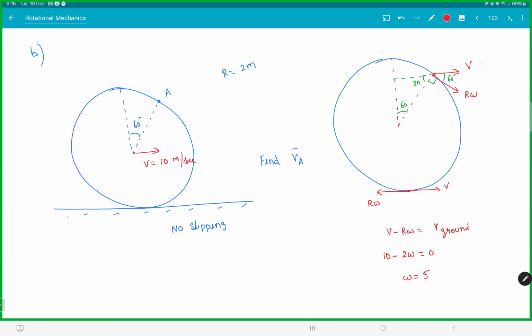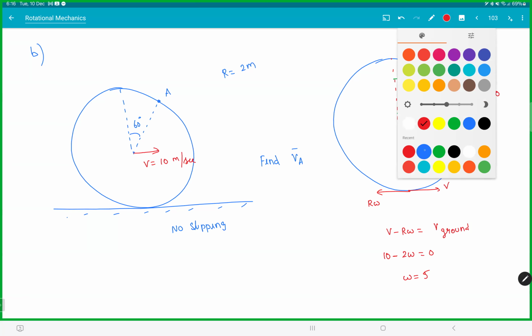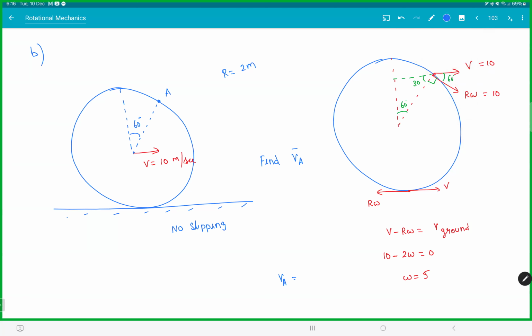V is how much? V is 10. R omega is also 10. You're done. So velocity of A will be (10 plus 10 cos 60) i cap, that is 15 i cap, and (10 sin 60) minus 5 root 3 j cap. Easy. This is a proper mains level question.